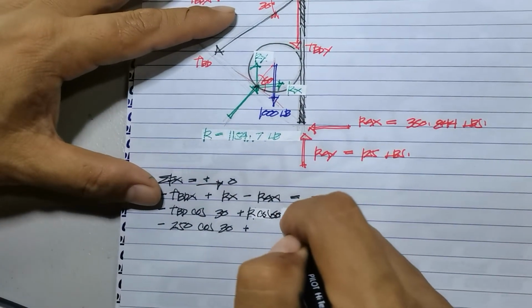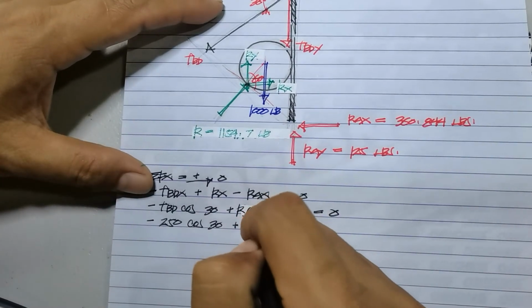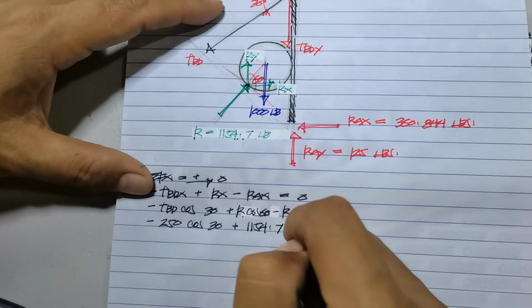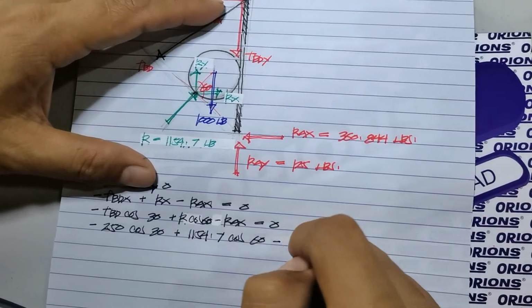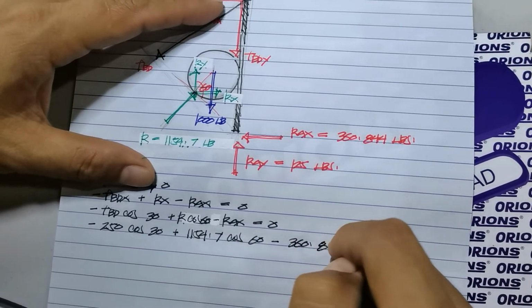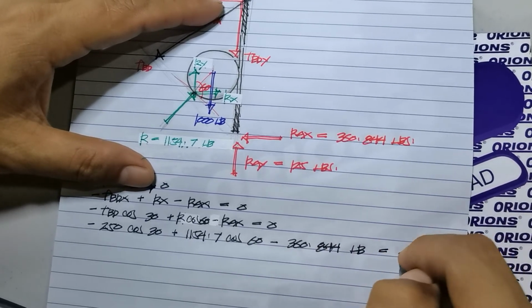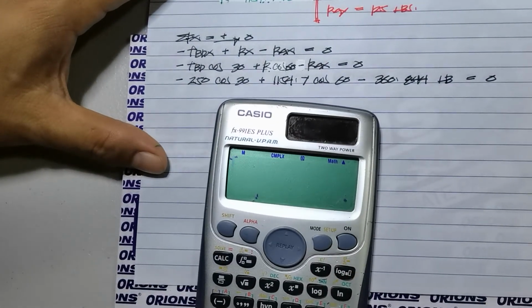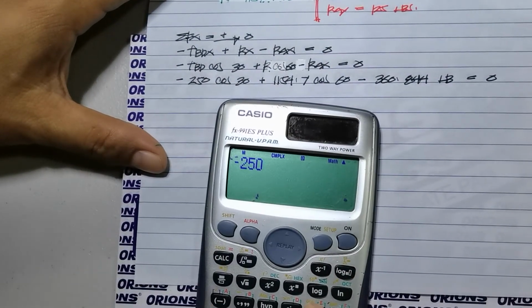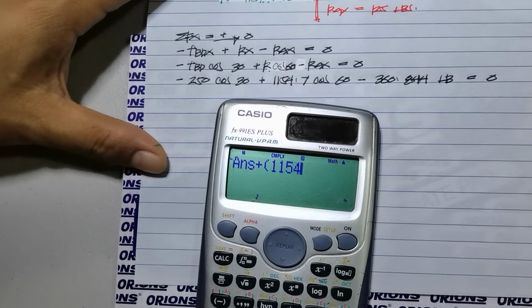R cosine 60 minus area of x. So, R value, you have 1154.7 cosine of 60 minus area of x value, you have 360.844 pounds is equivalent to 0. So, validate natin kung magsi-0. So, negative 250 cosine ng 30 plus 1154.7 cosine ng 60.